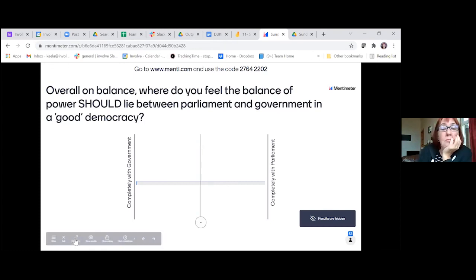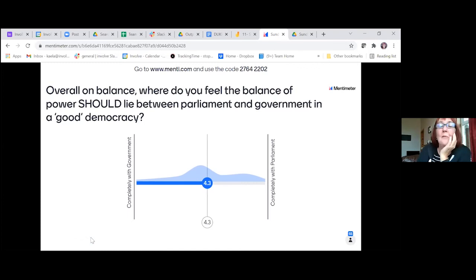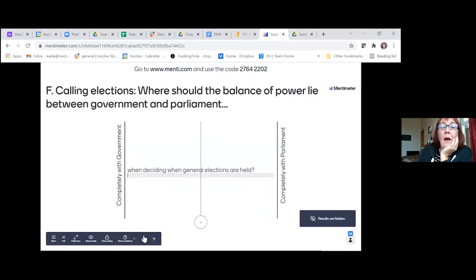Do you want to see the results? Yes, please. So let's start with this final one, where the balance is broadly in the middle, just slightly veering towards the Parliament side. But again, you can see from the light blue the range of views across the room, from people who are firmly that it should be completely with Parliament, and people who are completely that the power balance should lie completely with government.